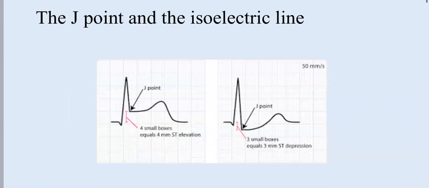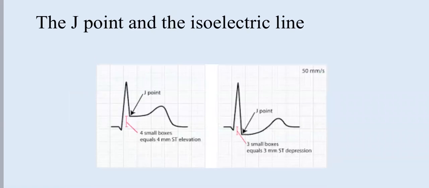And we always talk about the J point. The J point is important because that's what takes the ST segment up or drops it down. You have to compare it to the isoelectric line and see how much, in millimeters, the ST segment is elevated or depressed.